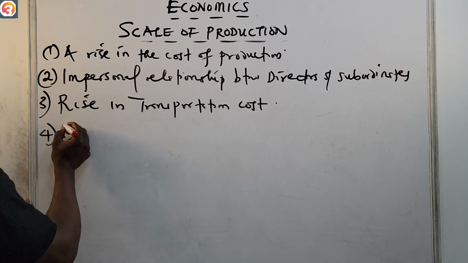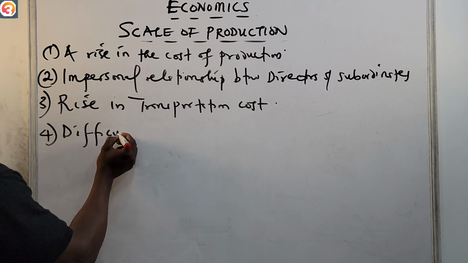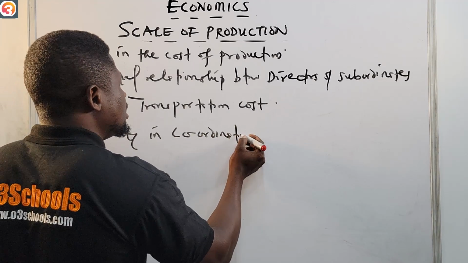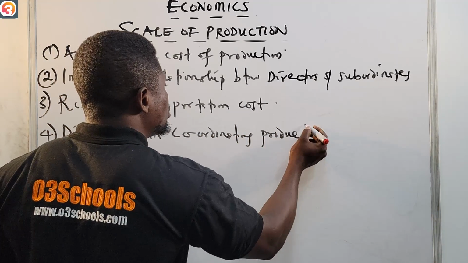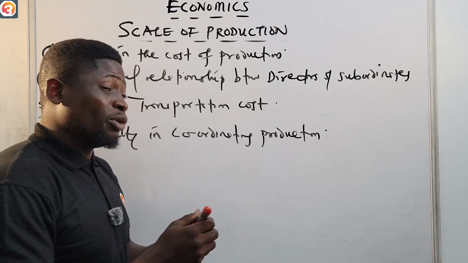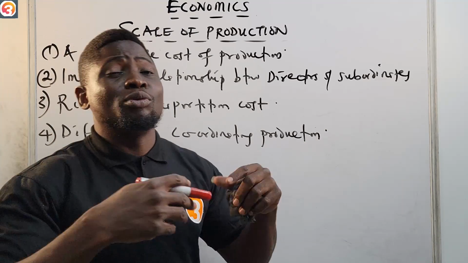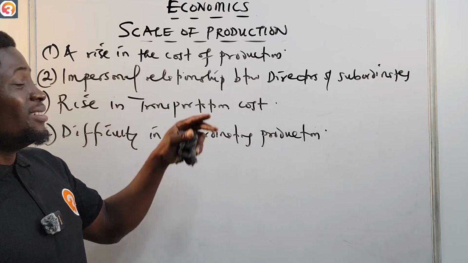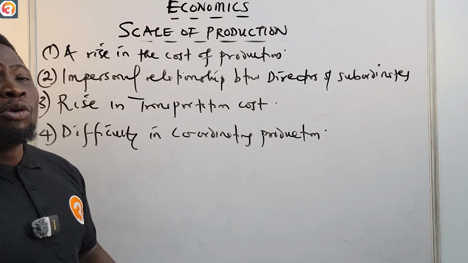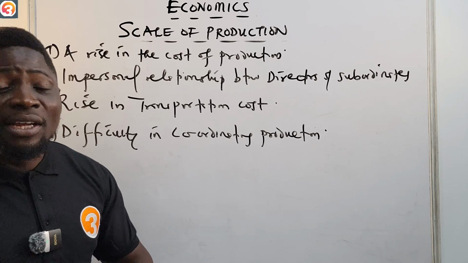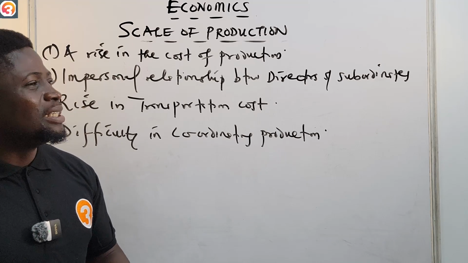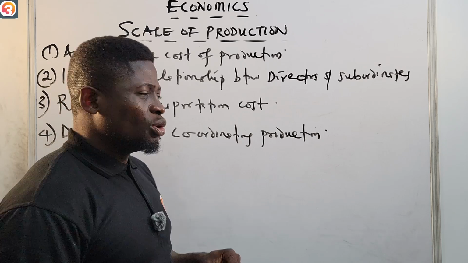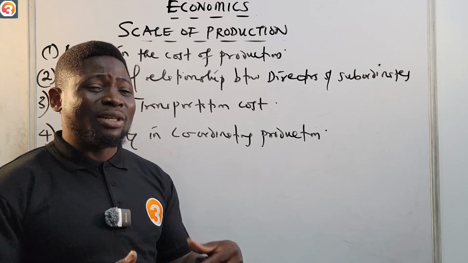Number four, difficulty in coordinating production. You see the firm unable to coordinate production any longer. First of all, the communication gap, the rising cost of things. They will be difficult. Too many workers, everywhere is just full. You will see that there will be difficulty in coordinating production. So instead of them enjoying advantages, they will be enjoying disadvantages.